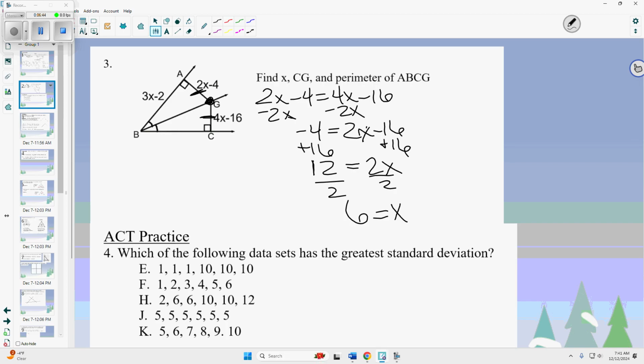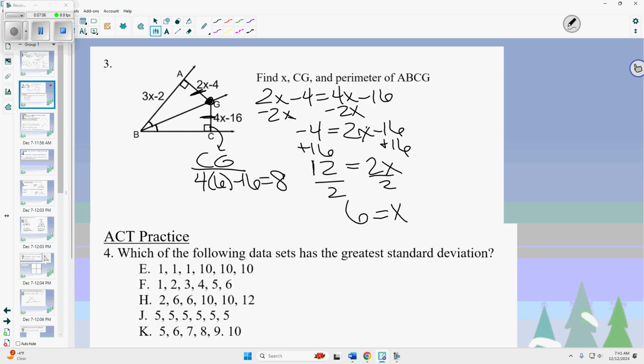Now what do I have to do? Plug it in. All right, so GC, or CG, I guess is the way I wrote it. Doesn't matter which way I do it. Nope, order doesn't matter on segments. We have 4 times 6 minus 16. 8.